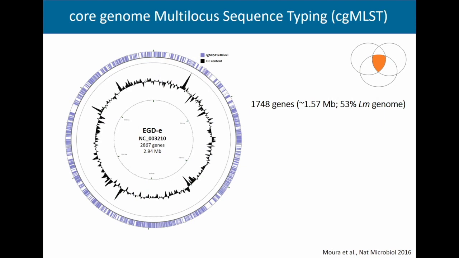So I told you also about the core genome. The larger the number of strains you sequence, the smaller the core genome is, but we defined it as roughly being made of 1,748 genes, which is 53% of the Listeria monocytogenes genome. So Listeria is a quite diverse species, and the core genome, of course, is not 100%.